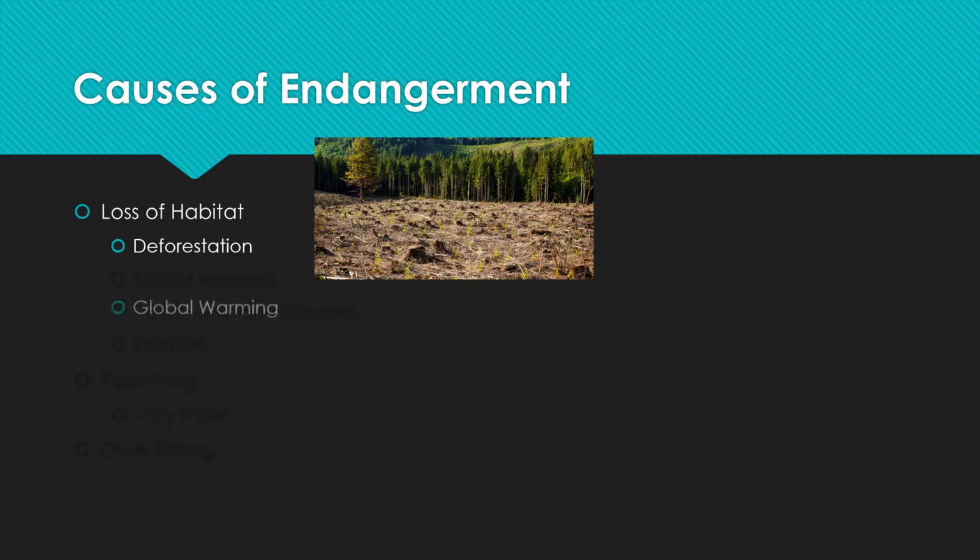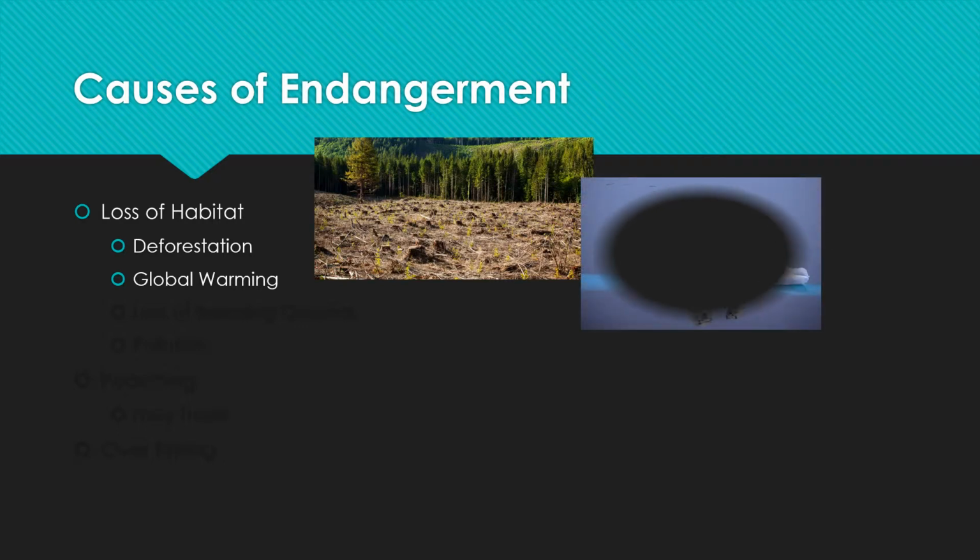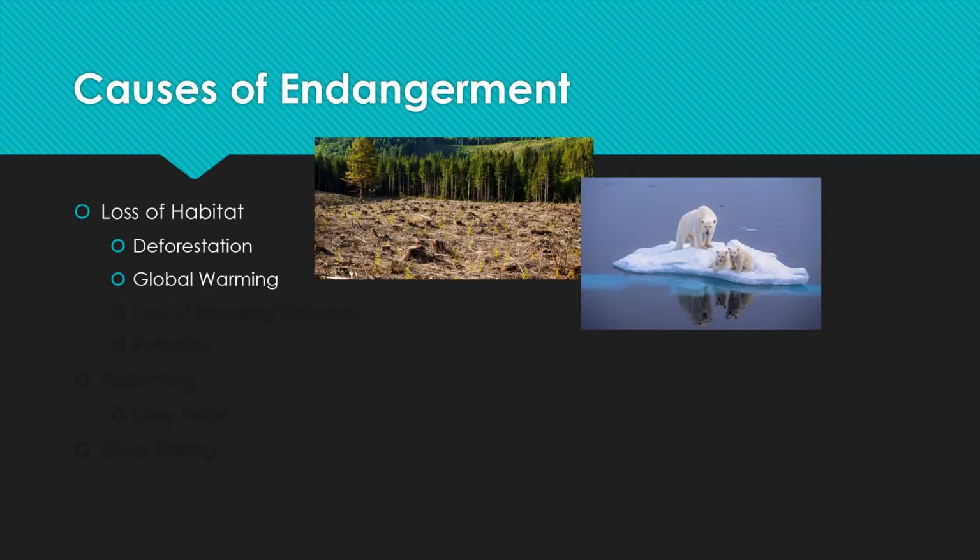Perhaps one of the most well-known reasons for loss of habitat is global warming. The melting of the ice caps has affected polar bears, sea lions, and many other Arctic animals as their feeding grounds and environments are disappearing.